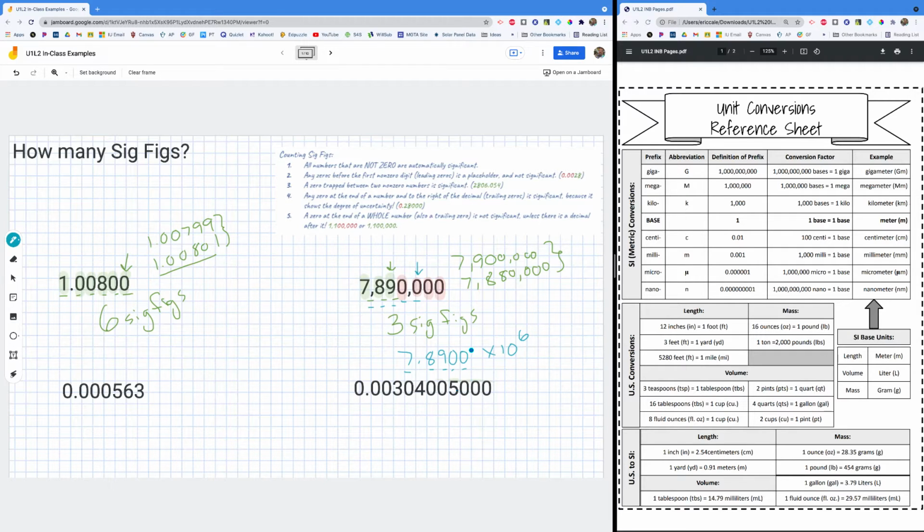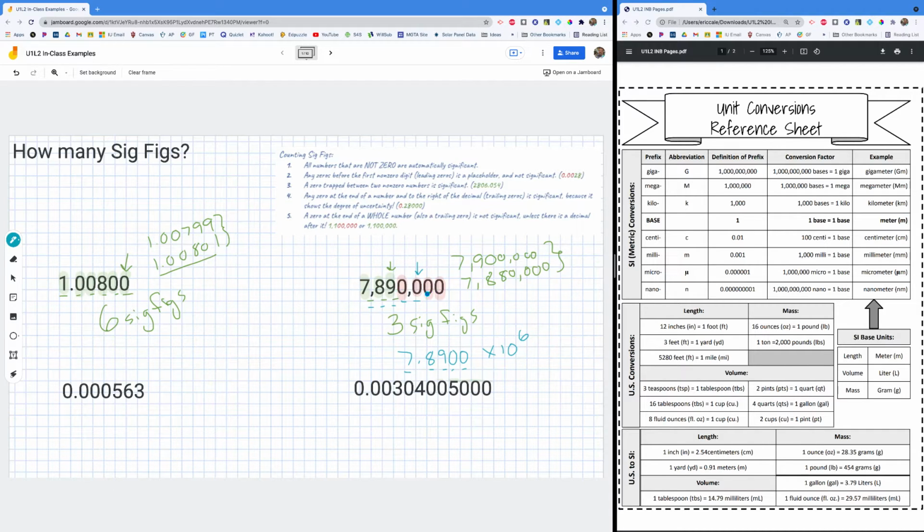This is the only way, with scientific notation, to show whether this 0 is significant or not. I'm going to say it one more time just to make sure you get it. If you're given a whole number like this, you cannot assume that this is significant. You have to assume that it's not.